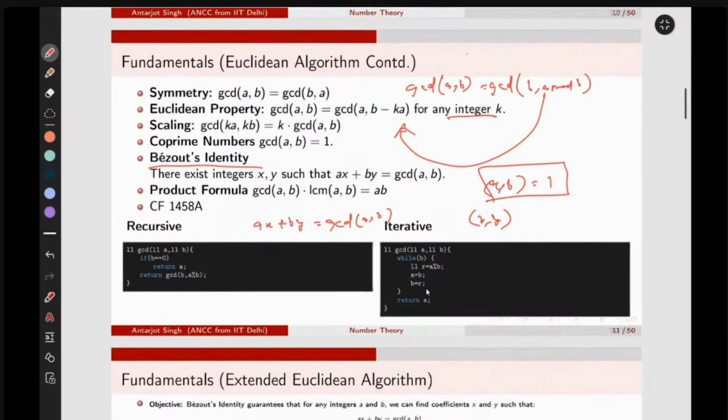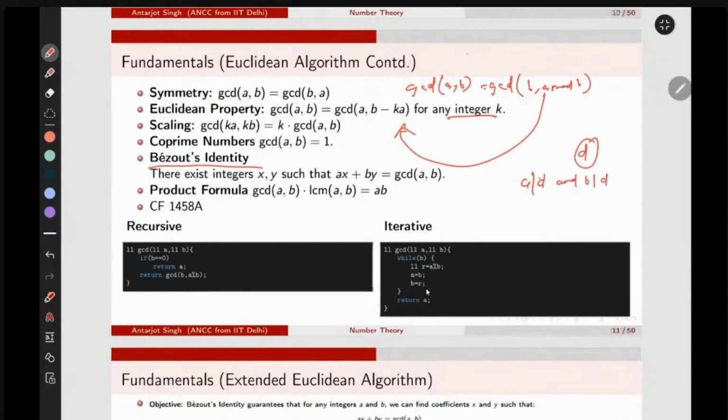And there is another quantity called LCM, which is least common multiple. So that is a number D such that A divides D and B also divides D, and D is minimum. So that is called LCM, and GCD times LCM equals A times B, the product of the numbers.